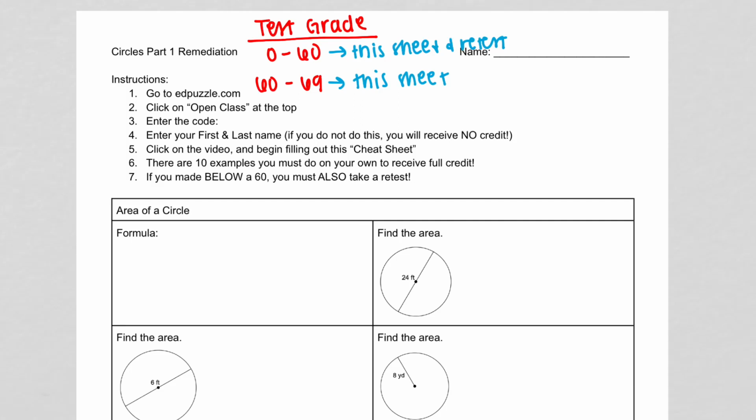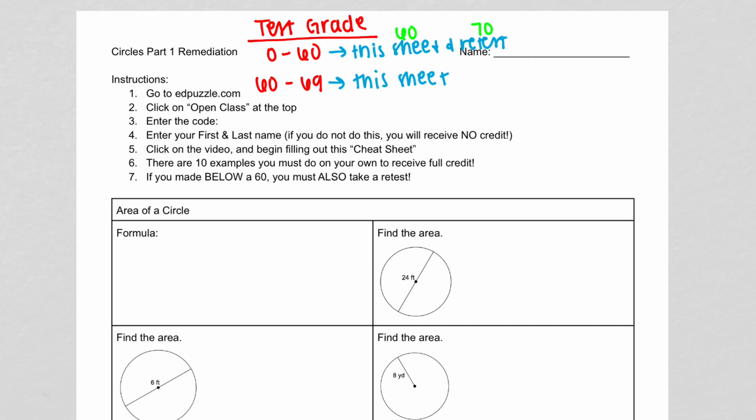All right, so this remediation sheet is for the circles part 1 test. There are two situations here. If you got between a 0 and a 60, you have to do this sheet. And if you do this sheet and you complete the problems that you were meant to on your own, you can bring this up to a 60. And if you want to bring the test grade up to a 70, you'll have to come in and retest.